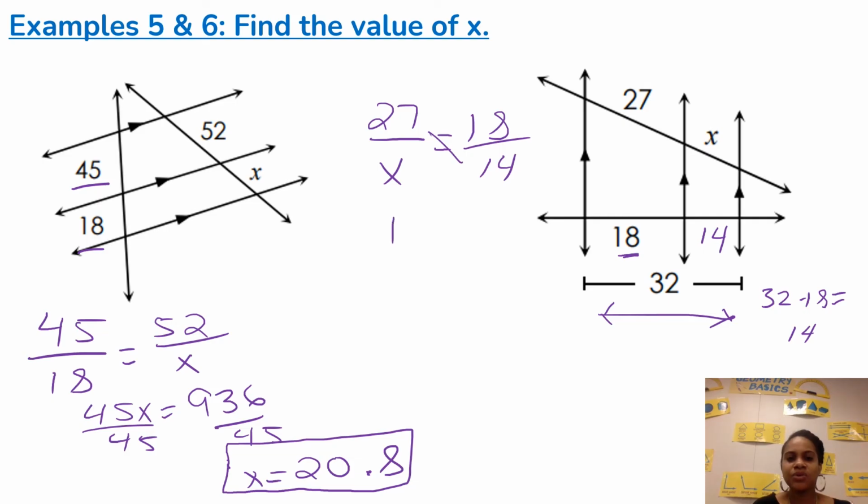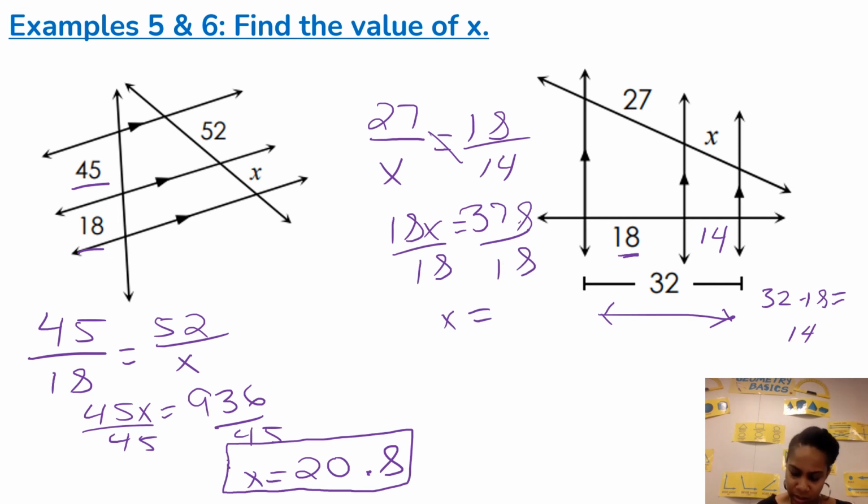All right, cross multiply. 27 times 14 is 378. Dividing by 18. That leaves me with 21. So I have solved for x in both of these examples here.